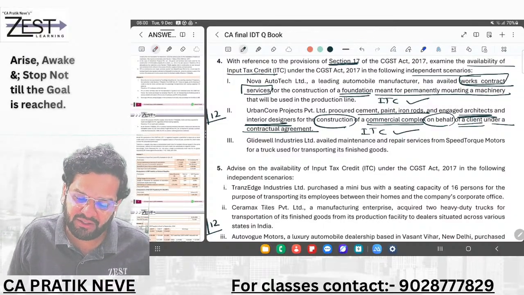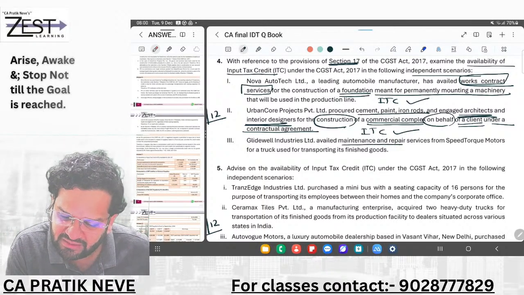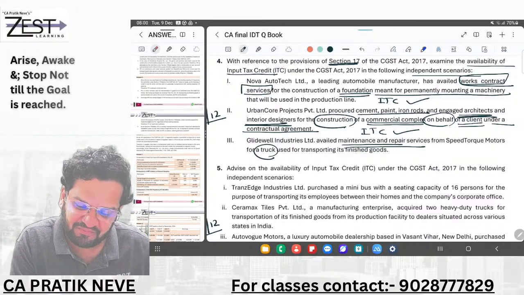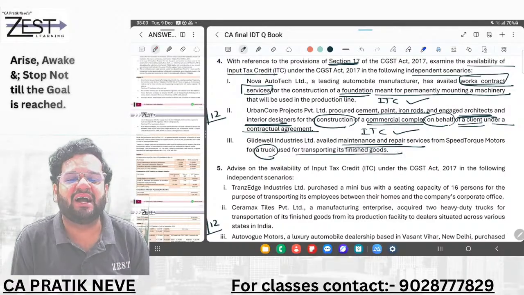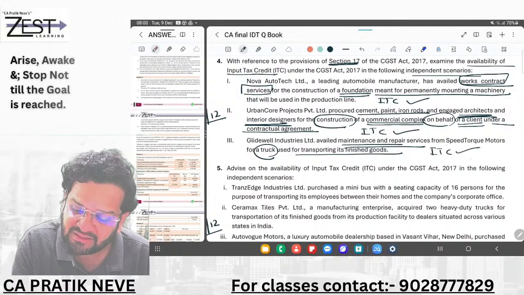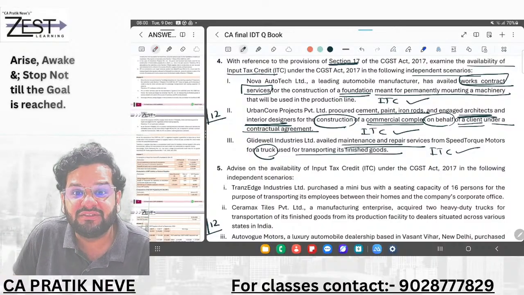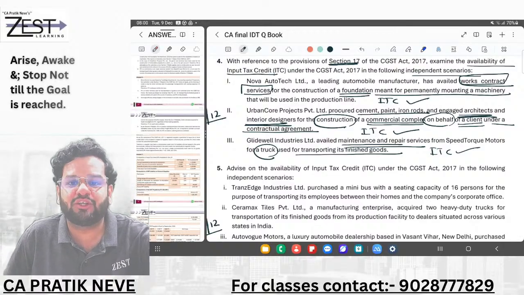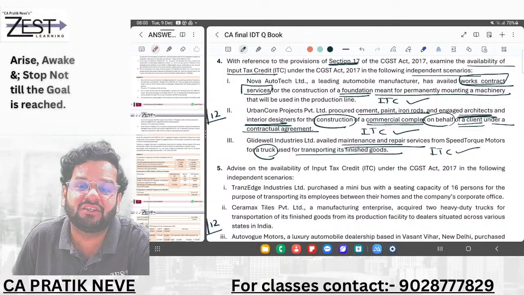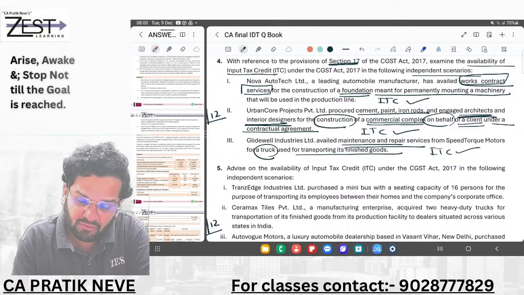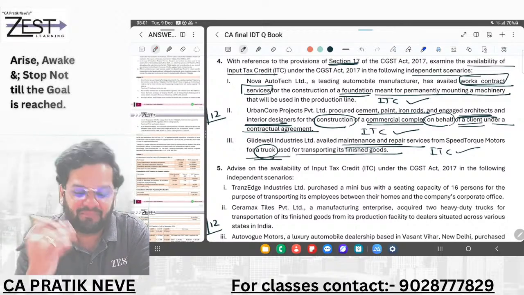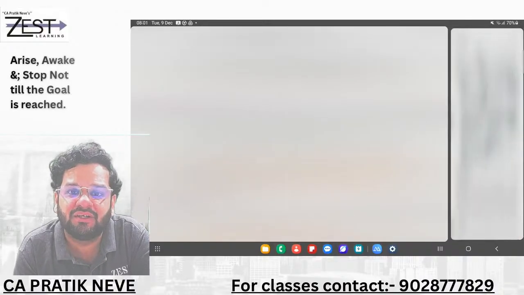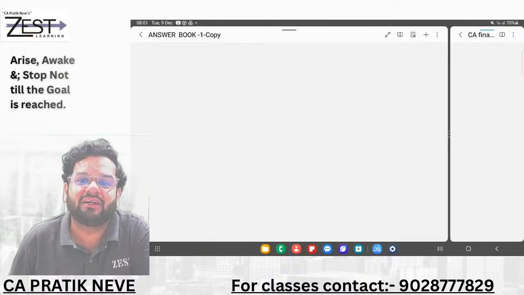Then Glidewell Industries availed maintenance and repair service from Speed Torque Motors for a truck used for transporting finished goods. ITC will be allowed. ITC is blocked for repairs and maintenance with respect to motor vehicles used for transportation of passengers, approved seating capacity not exceeding 13 including driver. But this vehicle is a truck. This is not for passenger transportation. It is for goods transportation. So ITC will be allowed.